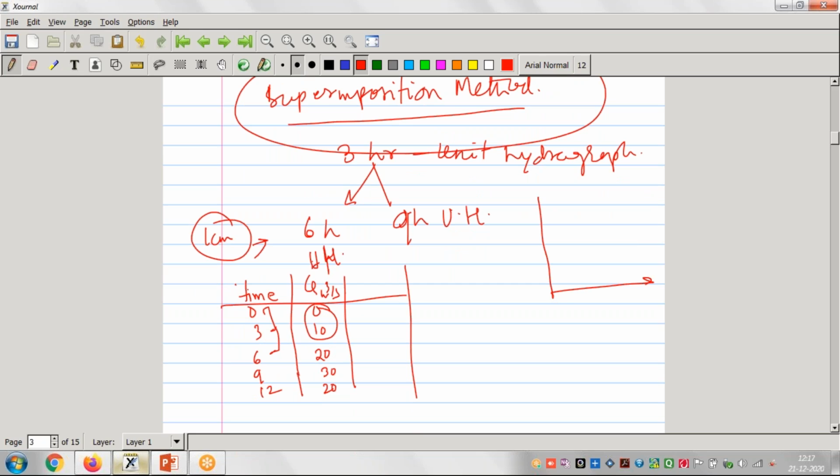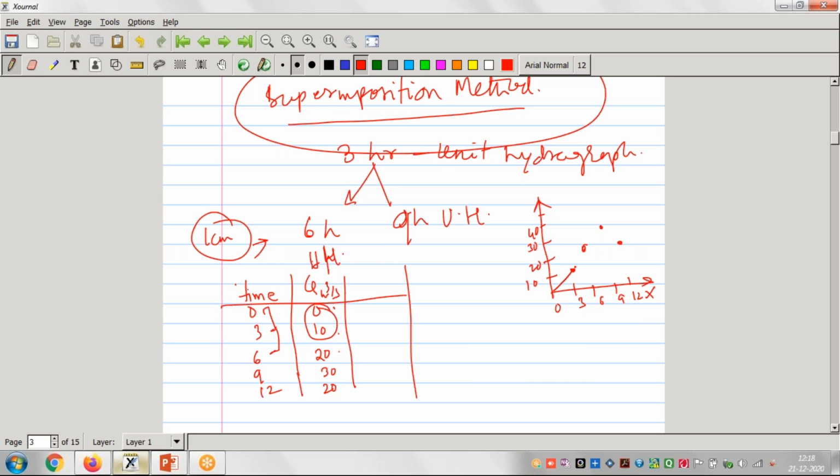On the x-axis I will take time, and on the y-axis I will take these ordinates, meaning 0, 10, 20, 30, 20, likewise. On the x-axis I am taking the time 0, then 3, then 6, then 9, then 12. After 3 hours the discharge was 10, after 6 hours it was 20, after 9 hours it was 30, and after 12 hours it is 20, somewhere here, right?